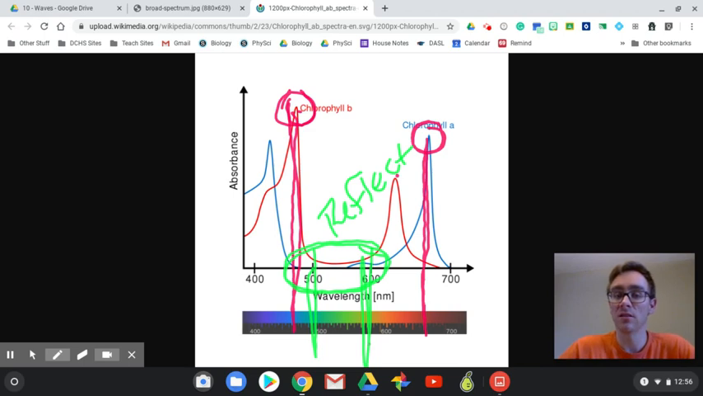Knowing that the spikes show how much that light is being absorbed, and knowing what that spike matches with in wavelength. All right. Now, I know this is a tricky video.